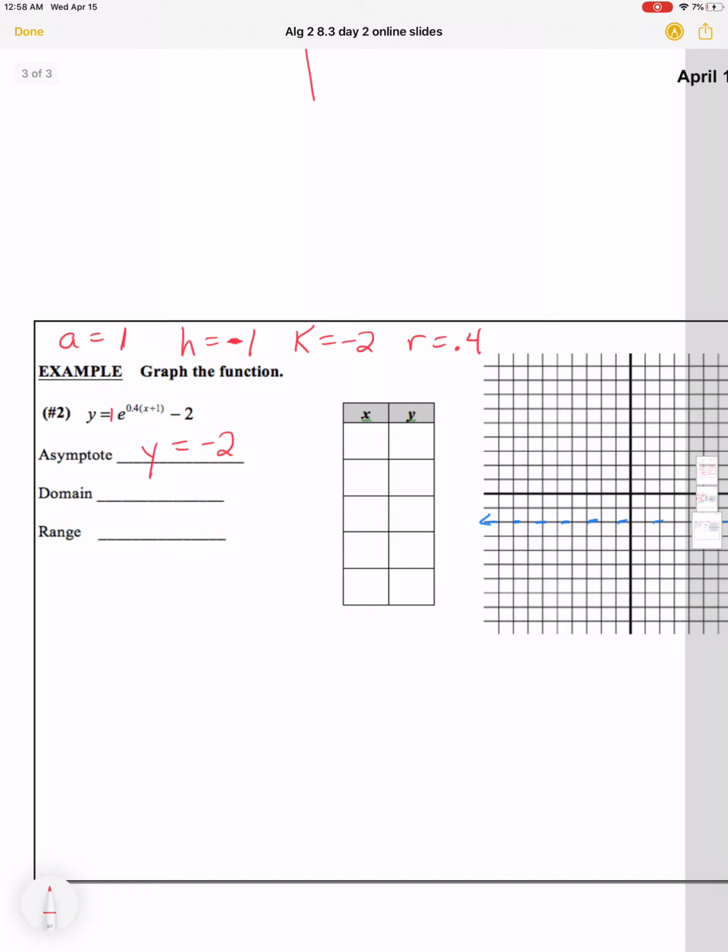The domain, as always, is all real numbers. The range we're going to find out as we graph if it's going to be above or below that -2. Okay, and then what we do know is h should be our middle number in our graph. So -1 should go in the middle. 0, +1, -2, -3.